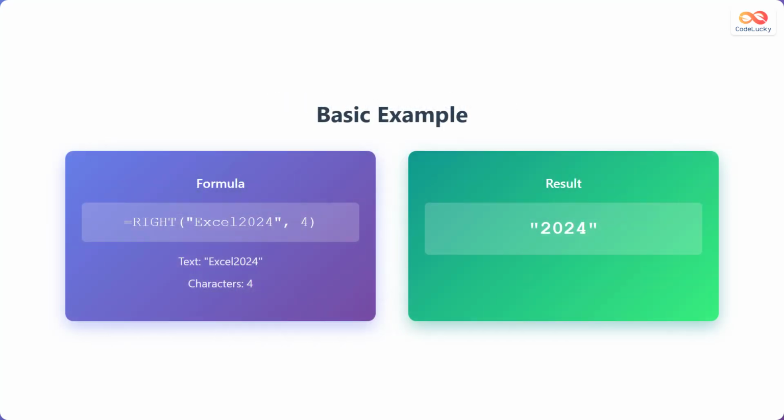Let's walk through a basic example of the RIGHT function. In the formula box, the formula is equals RIGHT, open parenthesis, "Excel 2024", 4, close parenthesis. Here, we are using the RIGHT function to extract the last four characters from the text, Excel 2024. The result in the result box is 2024.